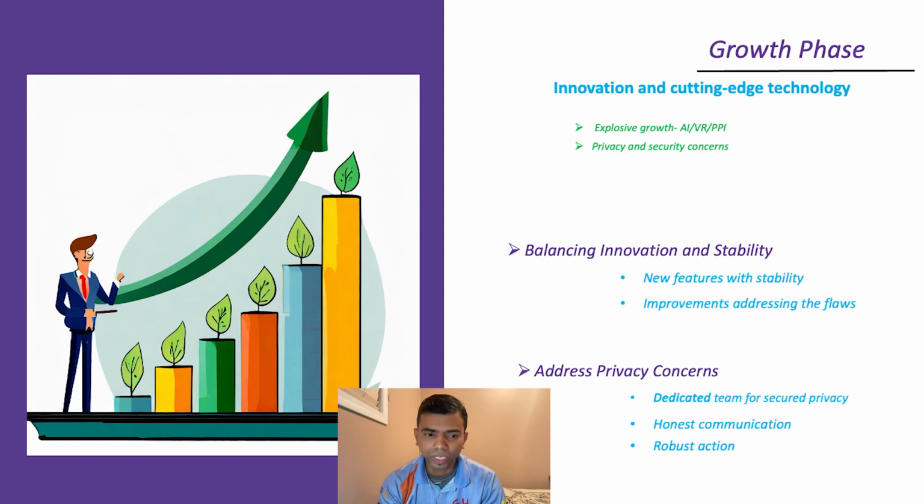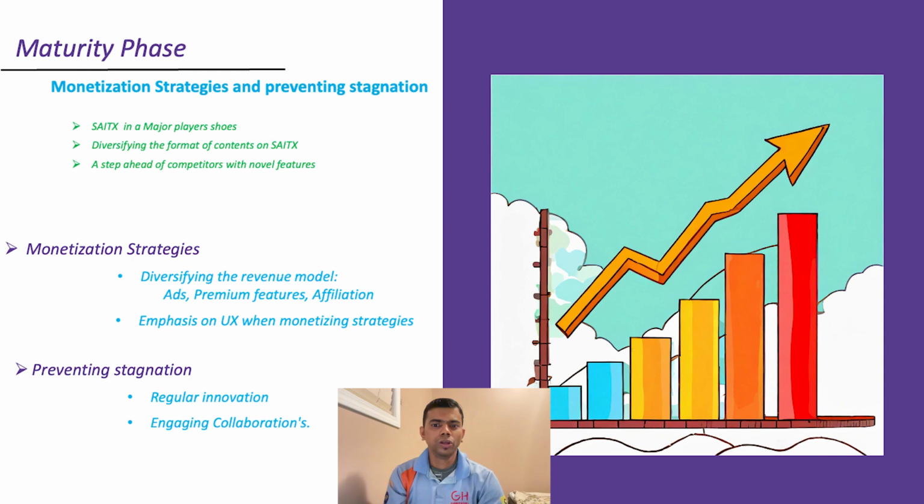So we invested heavily in creating a team. By 2017-18, Satex had entered the maturity phase, and by this time it was one of the major players in the social media platform because of its diversifying content and all the unique and intuitive features that we had brought to the Satex platform, which kept us a step ahead of the competitors. So at this phase, we majorly focused on two strategies.